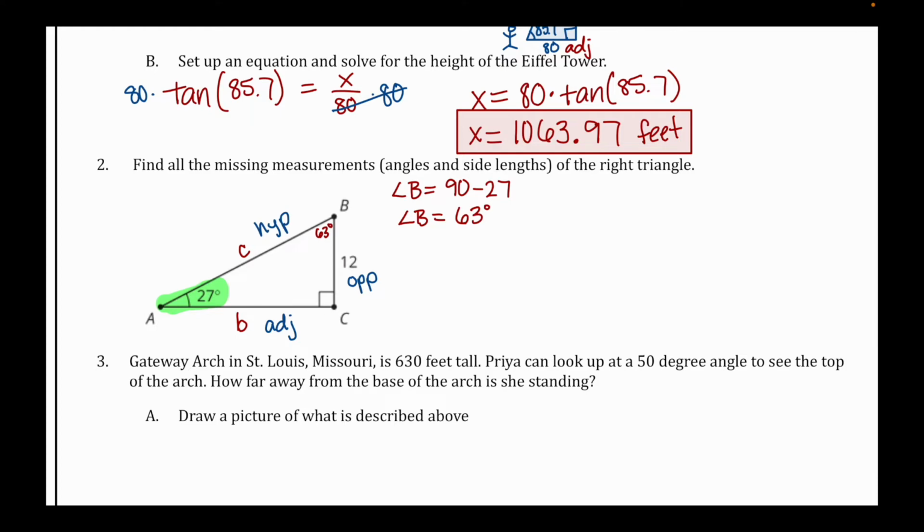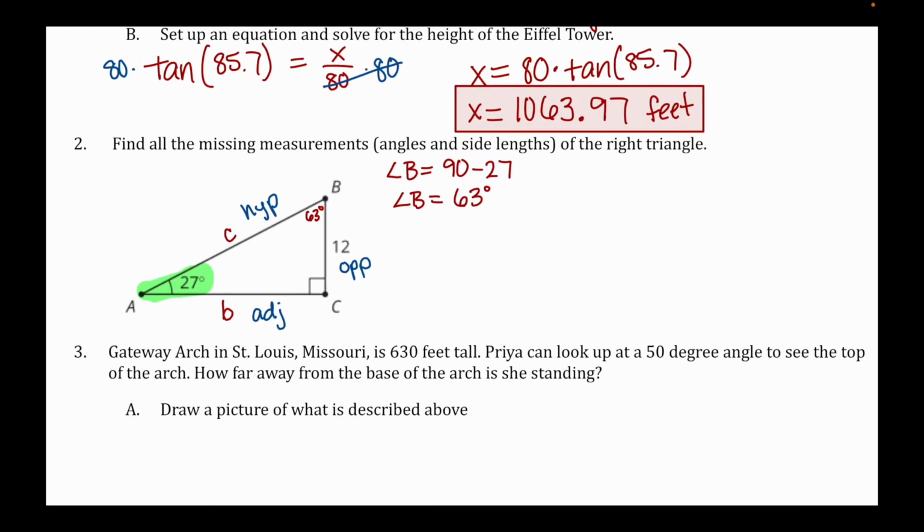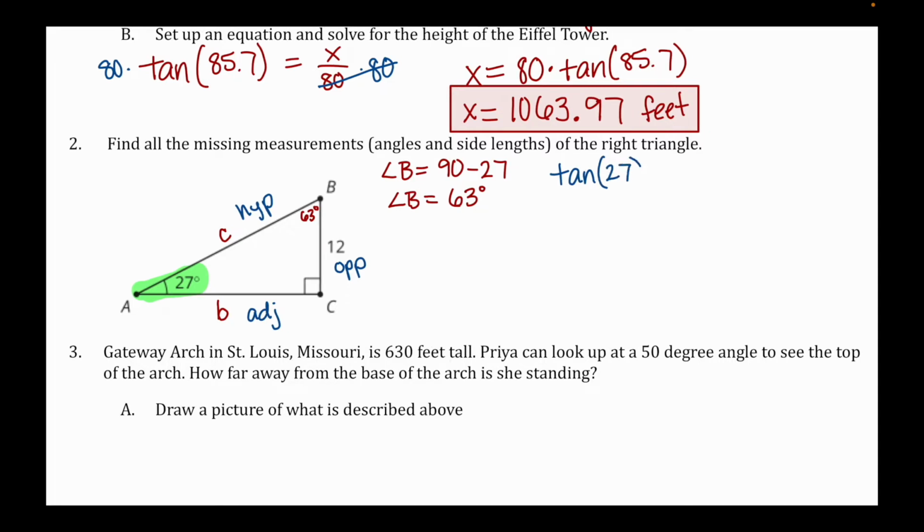So let's find B. Lowercase b, we are going to use opposite and adjacent. So going back to SOHCAHTOA, that is opposite and adjacent. So we are using tangent. So I would say tangent of 27 should be equal to 12 over b.